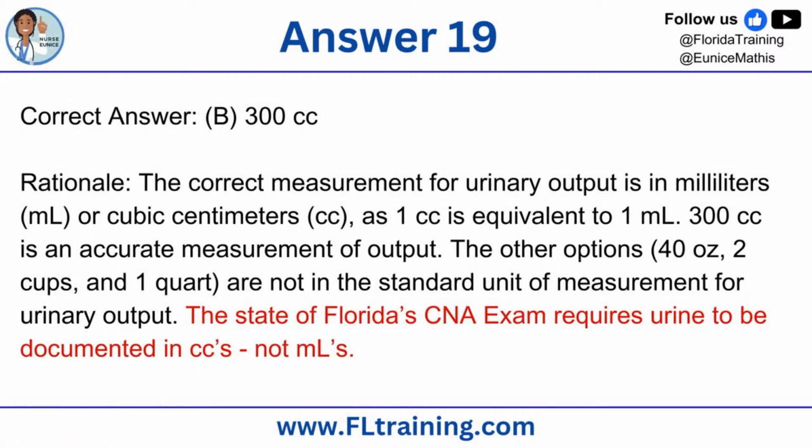And here it is. I'm going to show you the math. So, I think we have a math question later. So the correct measurement for urinary output is either in milliliters, small units of liquid. Our abbreviation for milliliters is mLs, or it's in cubic centimeters, which is cc's. As in 1 cc is the equivalent to 1 ml.